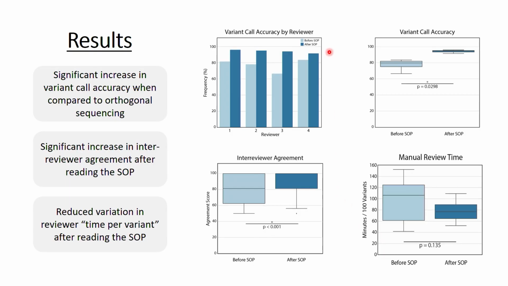The top two panels show the improvement in the ability of reviewers to identify somatic variant calls. The light blue represents the review percentage before reading the SOP, and the dark blue is after. For each of these 4 reviewers, there was an increase in the total percentage of somatic calls being identified, and that was significant when you concatenated all 4 individuals together. There was also an increase in the inter-reviewer agreement between all reviewers, and although there was not a significant reduction in time, what I thought was interesting was a reduction in the variance of the amount of time, and I think that is attributable to providing discrete steps for individuals to go through for each variant.